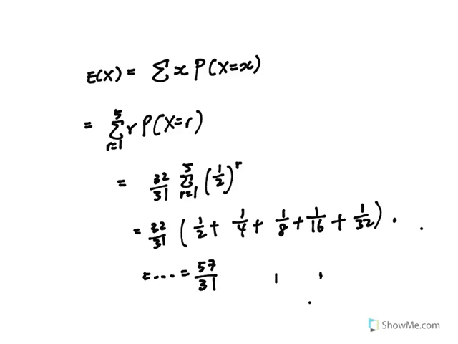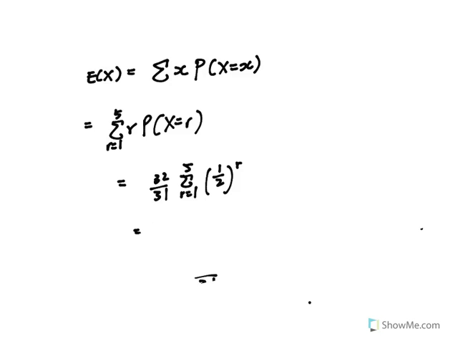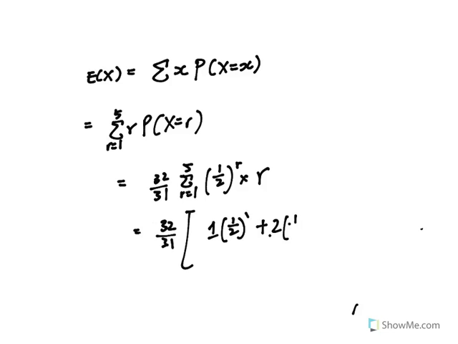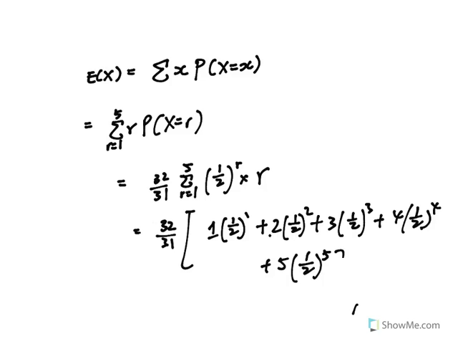Oh, wait. Sorry. What you should do is have 32 over 31 multiplied by its own r value. So you should have 1 multiplied by half power 1 plus 2 multiplied by half power 2 plus 3 multiplied by half power 3 plus 4 multiplied by half power 4 plus 5 times half power 5. So my apologies, because you are finding the mean, I thought it was not the probability.